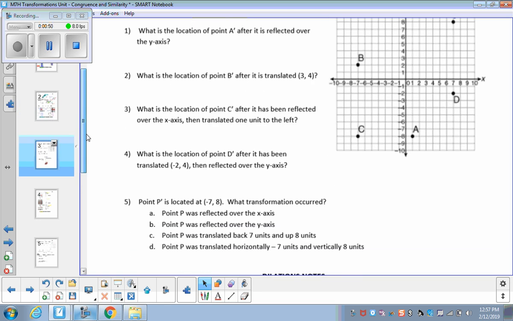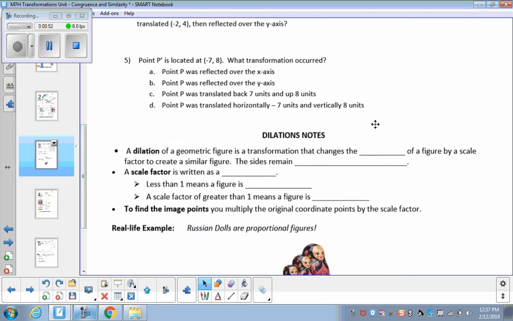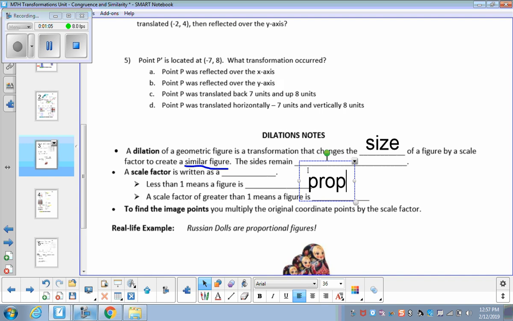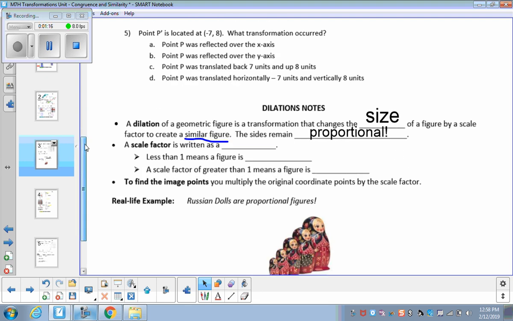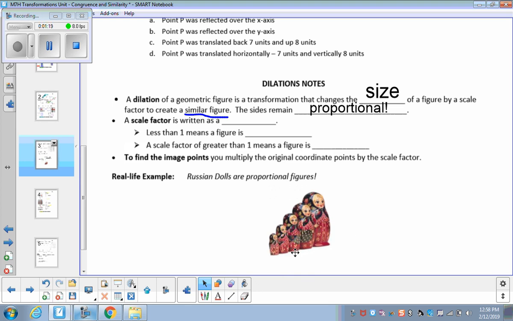Now with dilations, we're going to change the size of a figure by a scale factor to create a similar figure. Notice we're no longer looking at congruent figures, we're going to create similar figures. Our sides are going to remain proportional. In our previous unit, we talked about similar figures, and we talked about how bobbleheads are really funny because they're not proportional. Russian dolls down here serve as an example of figures which are proportional.